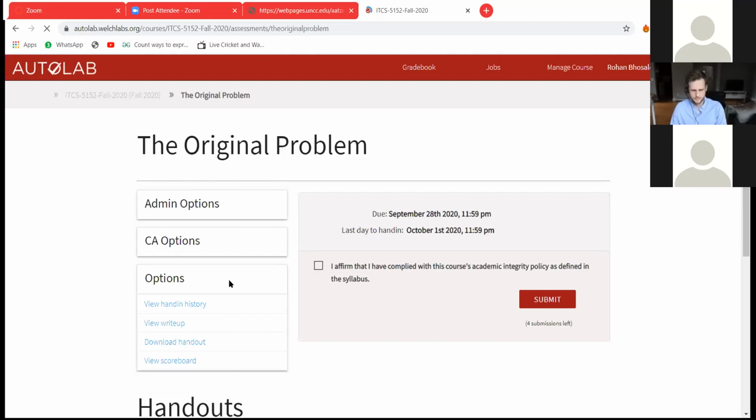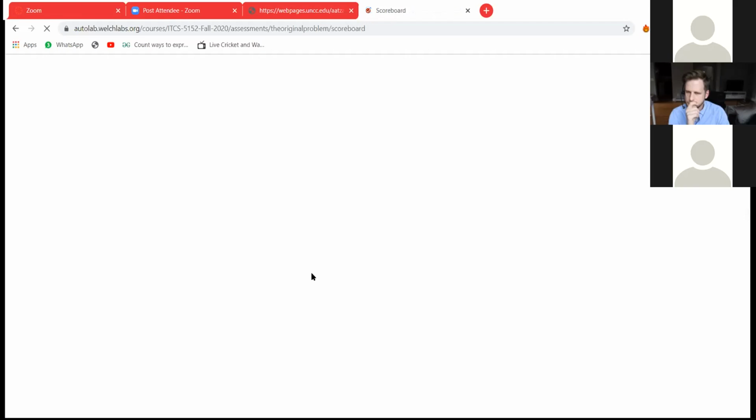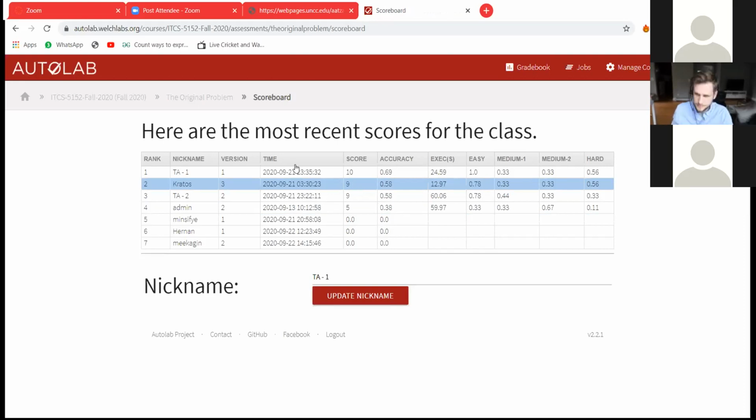Over here, we have a few things. There's this checkbox which you have to tick while submitting your assignments. It says that the work you are submitting is your own and you haven't copied it from anywhere. On the submit button, you'll be able to submit your assignments. We also have a scorecard where you can keep track of who has scored how much and what the highest score is so far. The highest score till now is 10, and then there's 9 from another student. So yes, this is about AutoLab.